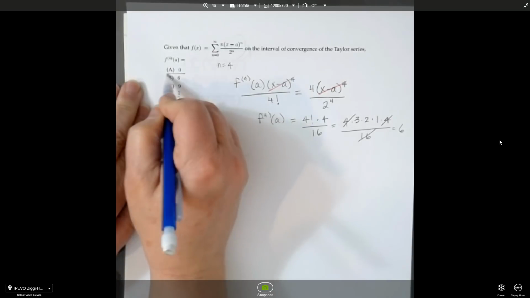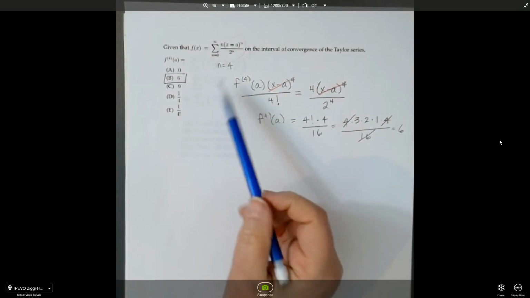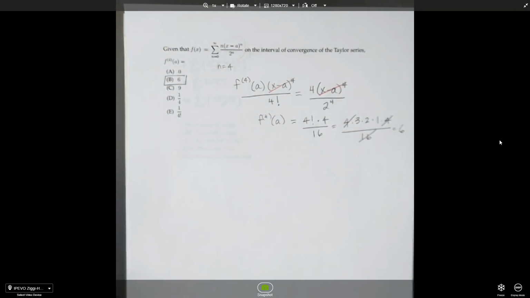So our answer is 6. So you don't have to expand the entire series just to see what the fourth derivative evaluated at that point is. Okay, that's kind of a neat trick, and I've seen this a lot on the exam. All right.